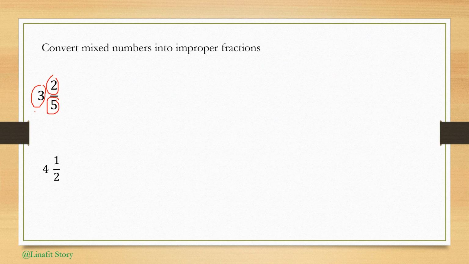First, you have to multiply the whole number by the denominator. So 3 times 5 equals 15. And after that, add the answer to the numerator. So 15 plus 2 equals 17. Then write the answer over the denominator. So 17 out of 5.